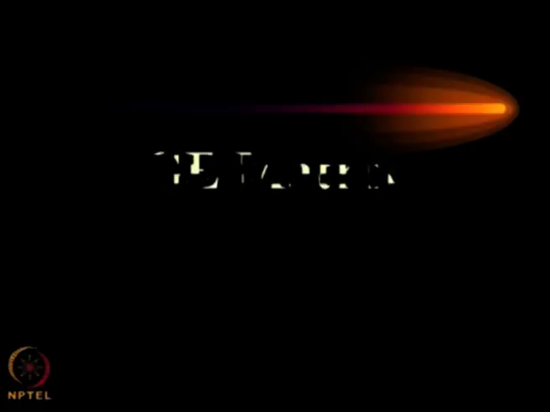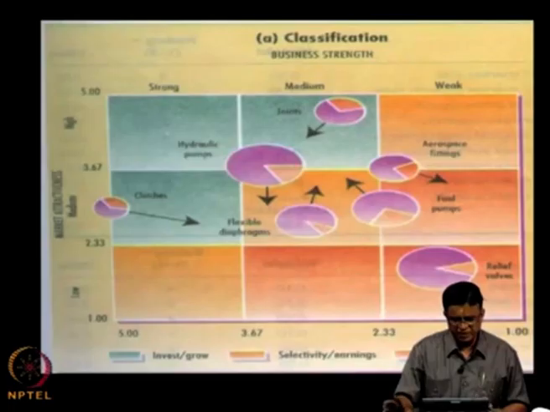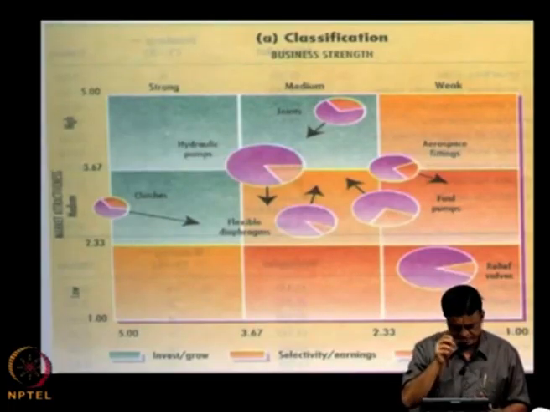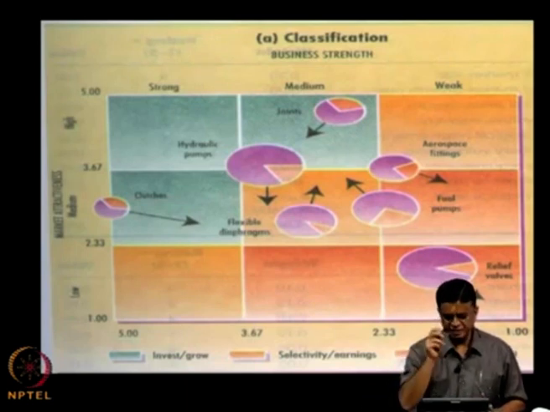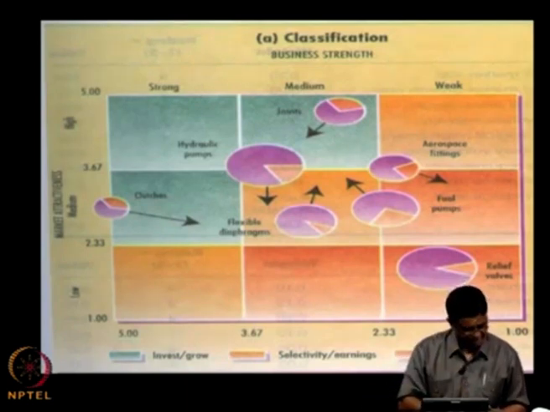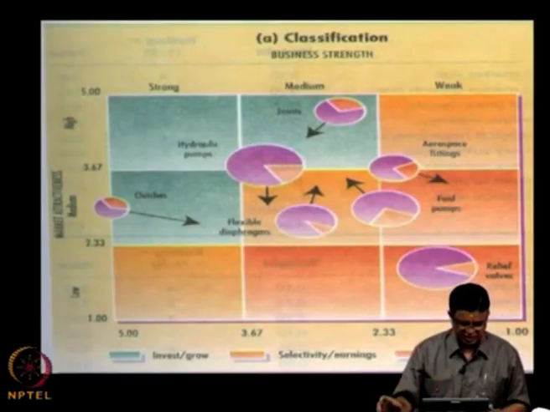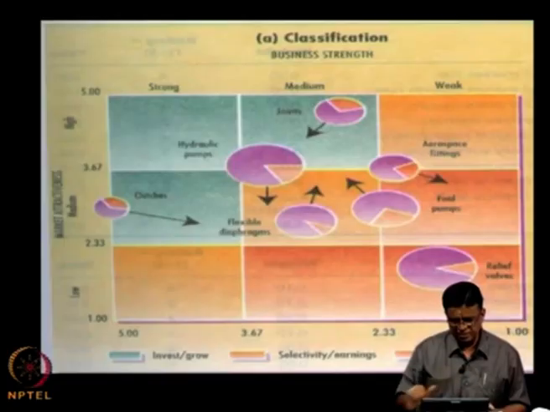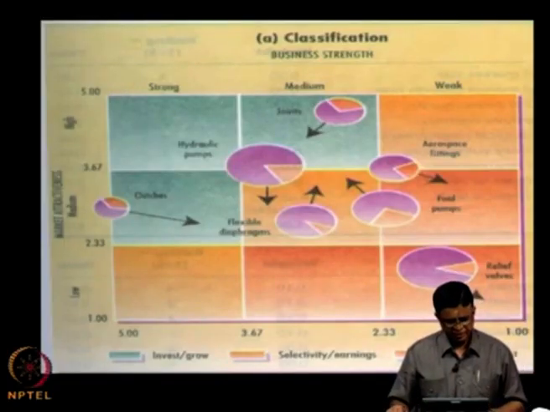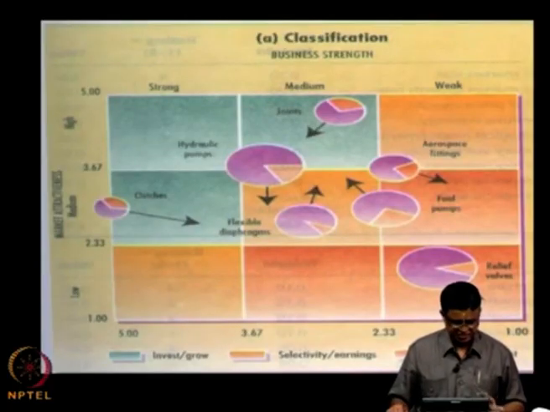Now, let us look at one more matrix, what is called the GE matrix. Why is it called the GE matrix? Because it was put out by the company General Electric. So, what does it have? If you really see, on the x axis it has business strength, on the y axis it has market attractiveness.